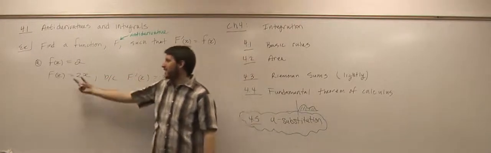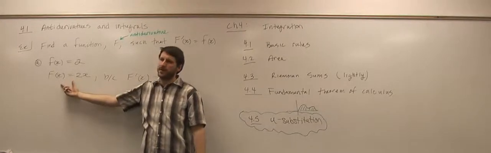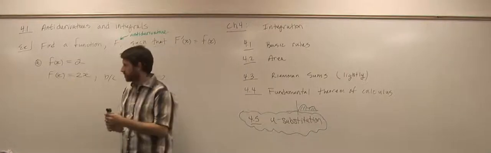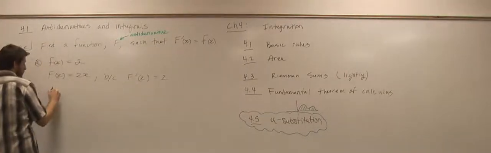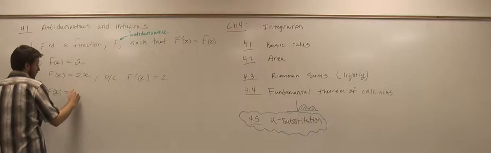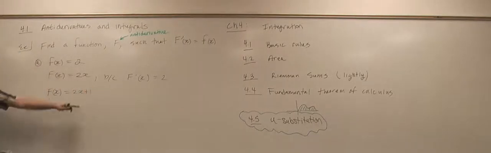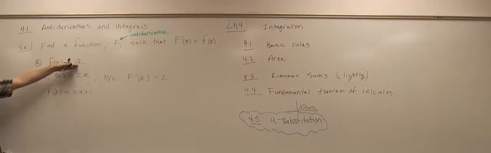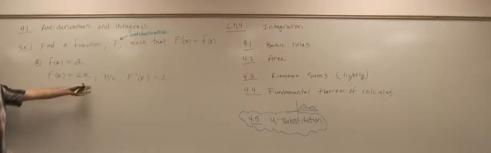Is this the only antiderivative? Is this the only capital F function? No. No. Give me another. 2x plus 1 also works. Right? Because if you do the derivative of 2x plus 1, you get 2. Really, 2x plus any constant.